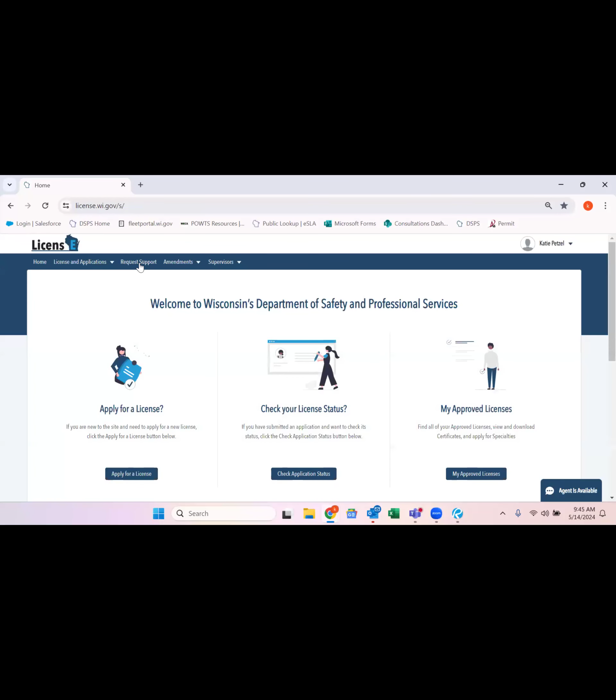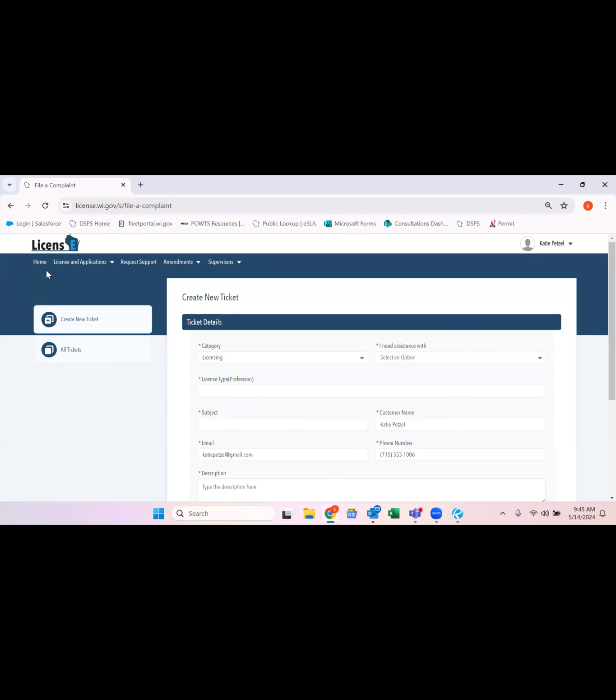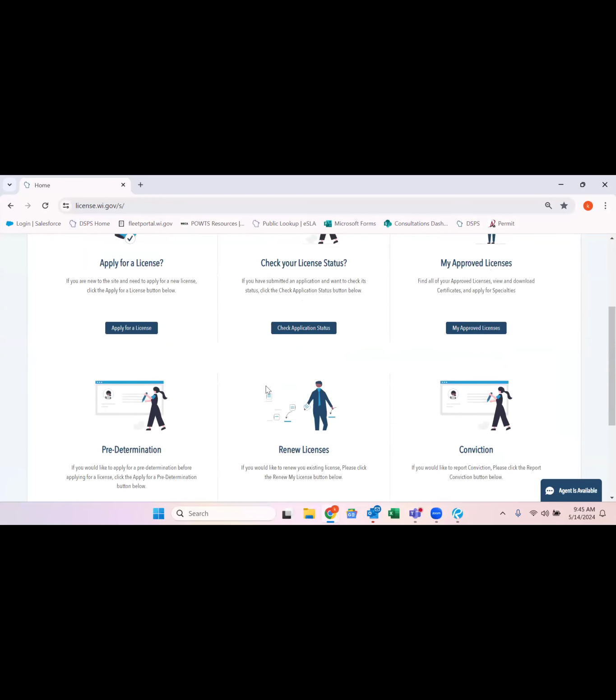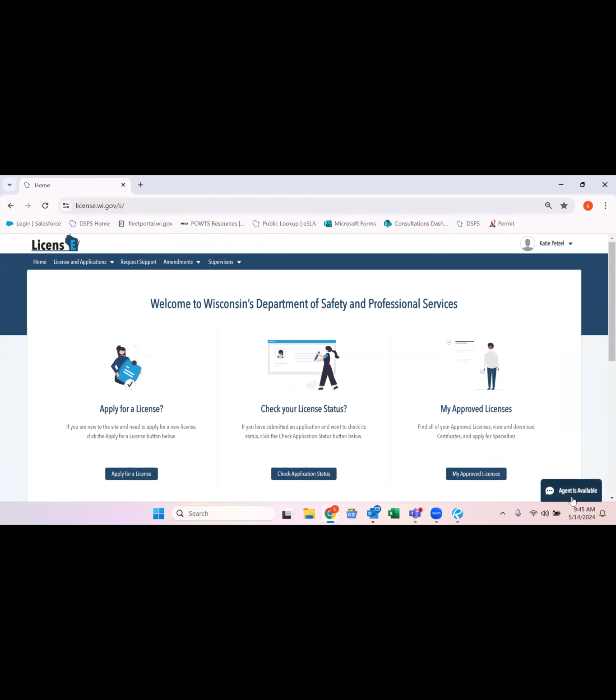So you can do that here at this button, request support, and fill that in. You'll want to include any information that you can, like the last four of your social security number, your birthday, all that stuff. Or they have added a new feature.